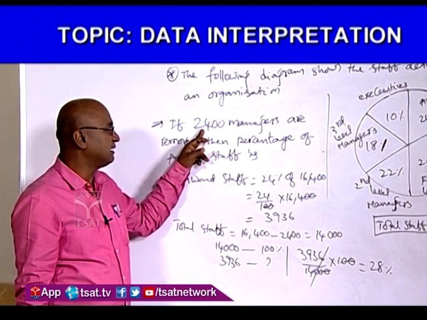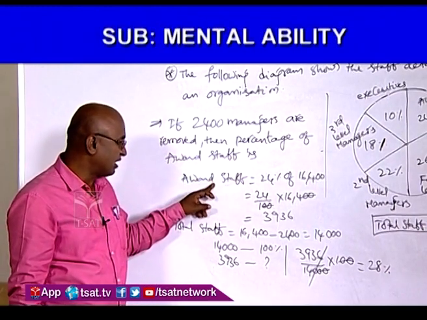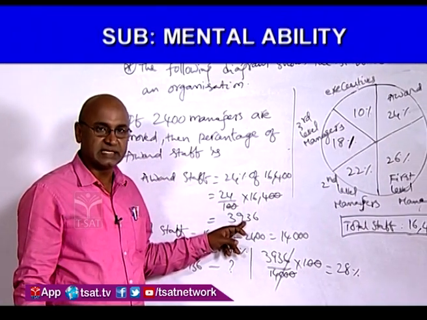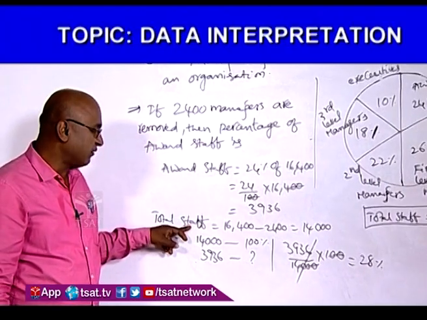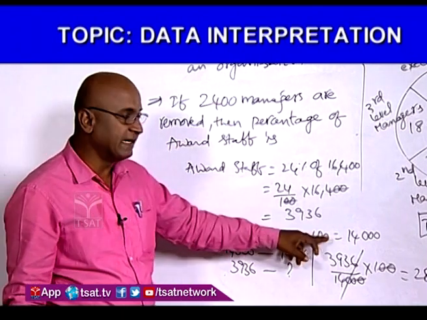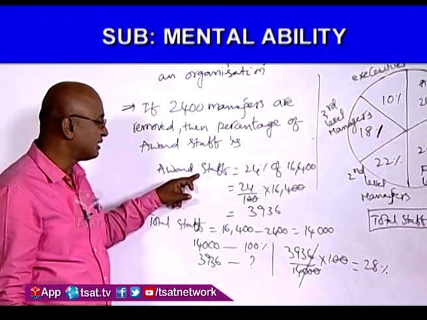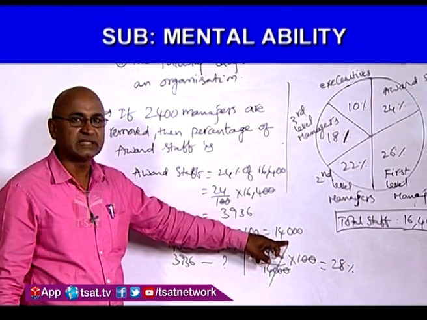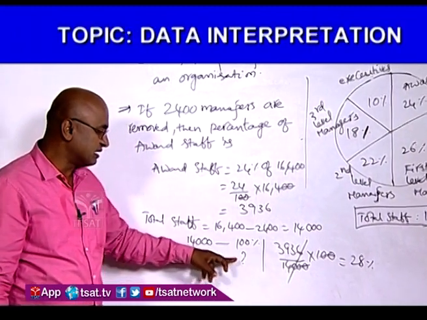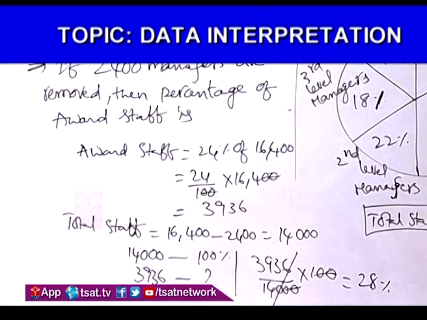What is the problem? If 2,400 managers are removed from the services, what is the percentage of the award staff? First of all, the award staff is 24% of 16,400, that is equal to 3,936. Now total staff is 16,400 minus the removed persons 2,400, that will give you 14,000. Now we have to find out the percentage of the award staff in the total staff of 14,000. Suppose 14,000 is equal to 100%, then 3,936 is how much? It is 3,936 by 14,000 into 100, that will give you 28%.